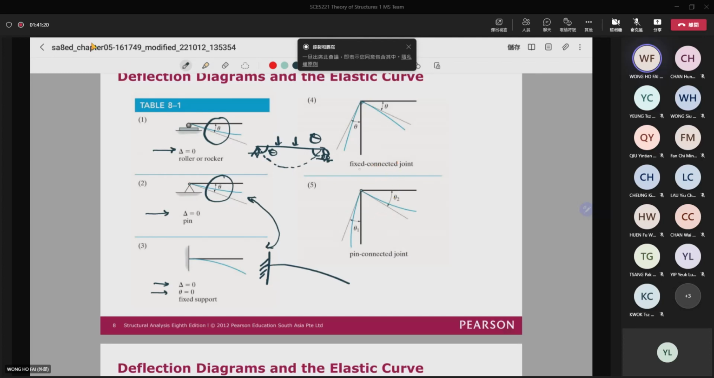For the fixed connected joint right here, please remember that the angle here is always equal to 90 degrees. And for the pin support, you can see that this one may not be 90 degrees. So when you draw your elastic curve or the deflection of the structures, you may estimate based on this kind of rules.